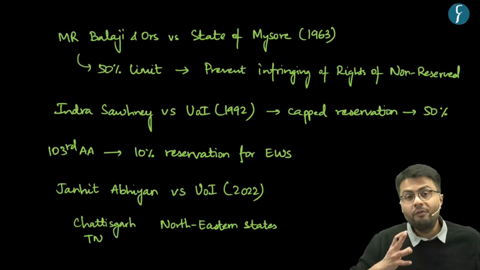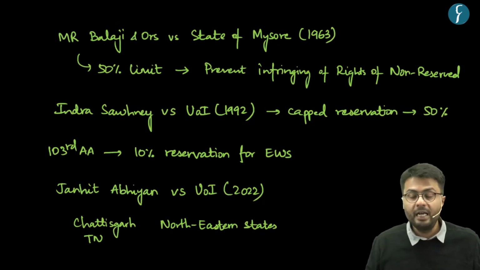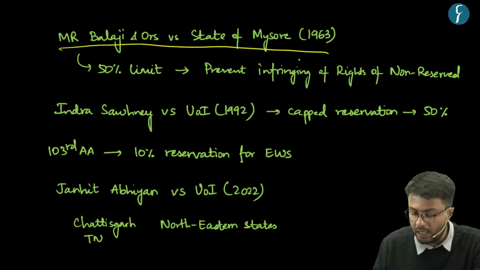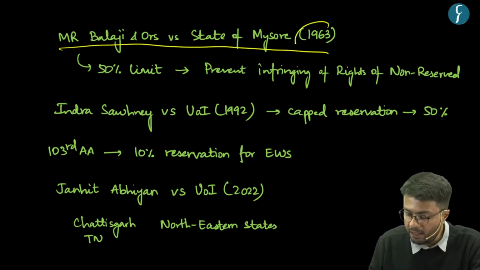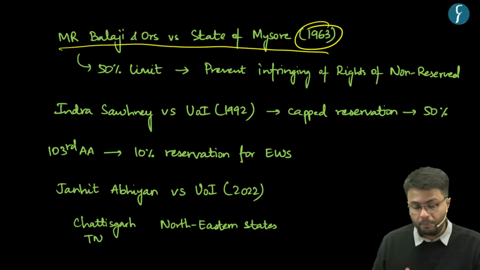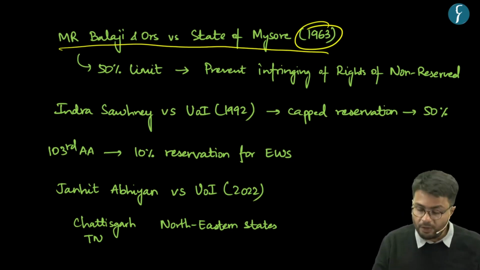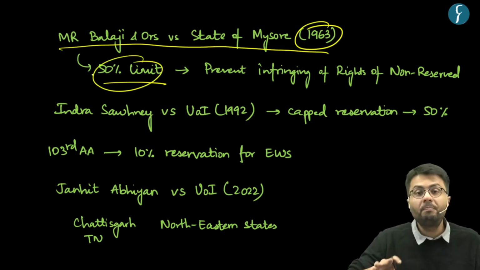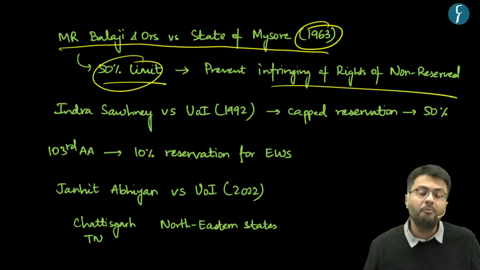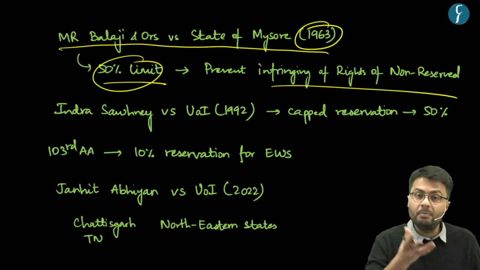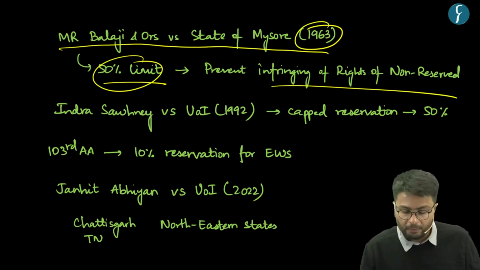Now the issue of how much reservation should be provided was first dealt with by the Supreme Court of India in the M.R. Balaji and others versus State of Mysore case, and this was in the year 1963. In this particular case, the Supreme Court highlighted that reservation should have a 50% limit, because if we cross this limit, it will infringe on the rights of non-reserved persons. Hence, any reservation should be reasonable and legitimate.